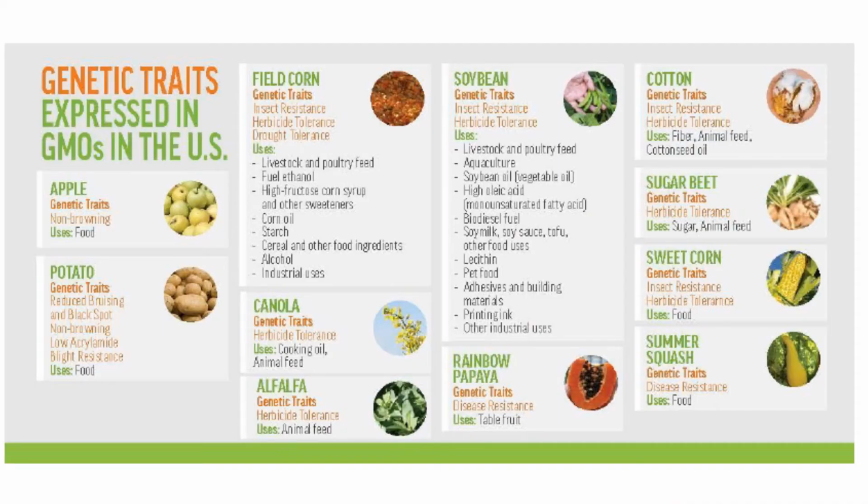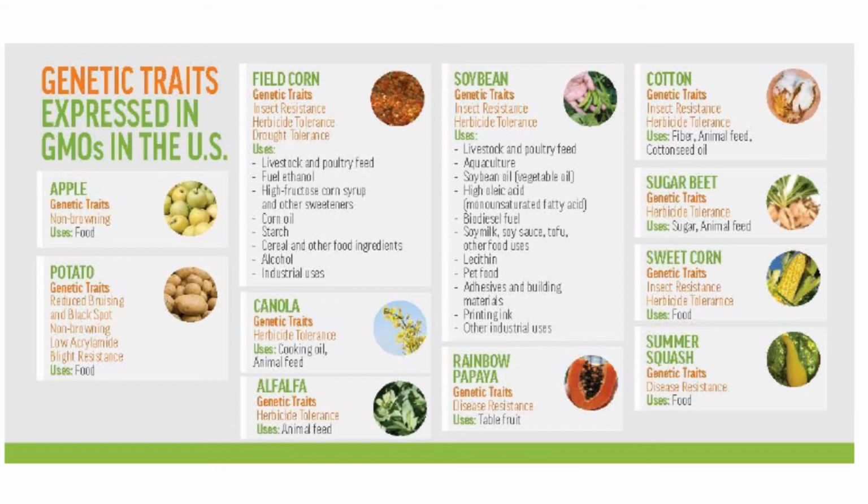Okay, a bunch of different genetic traits that have been expressed in GMOs in the States. Apples, okay, so they've been altered so that they don't brown as easily. Because when you cut open an apple, if it's in the air, it starts to turn brown pretty quickly. So they've been genetically modified so they can stay cut for longer without turning brown. There's nothing wrong with it turning brown, it's just not pretty. Potato, so they've been altered so that they reduce bruising and black spot. Once again, non-browning. A couple of them have blight resistance, so once again, like more likely to have a good crop. Field corn is insect resistance.